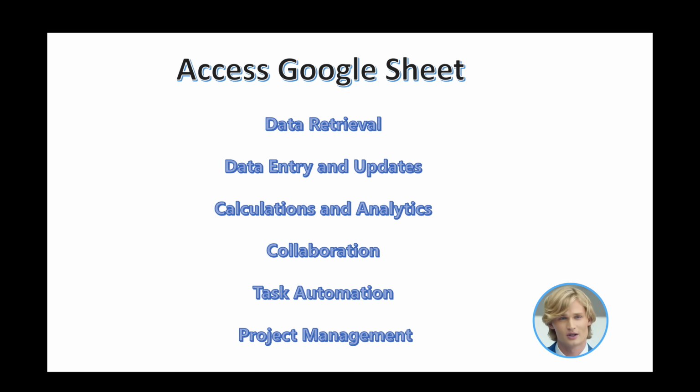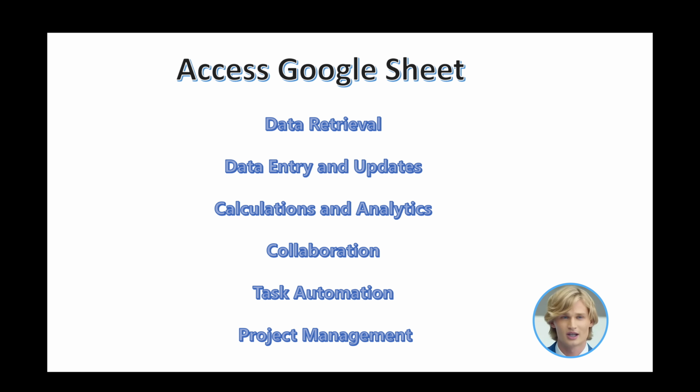Users could request information, and the chatbot could respond with data from the appropriate cells or ranges in the connected spreadsheet. 2. Data entry and updates. Users could instruct the chatbot to add or update data in a Google Sheet. For example, the bot could log user-provided information, survey responses, or other data into the spreadsheet.